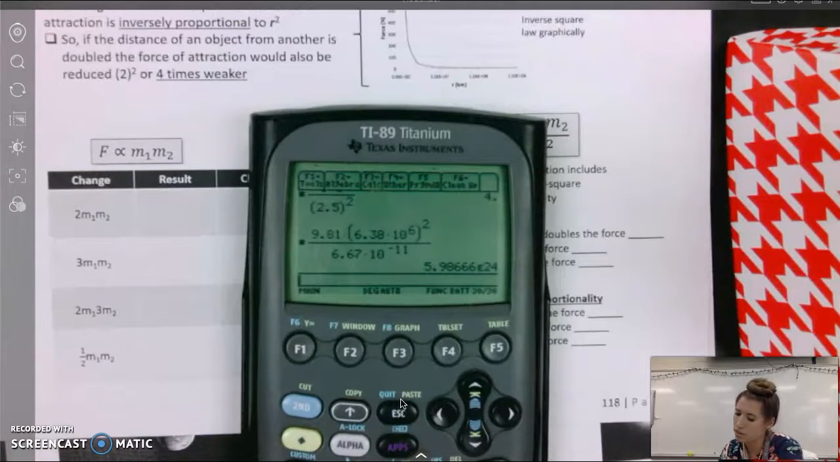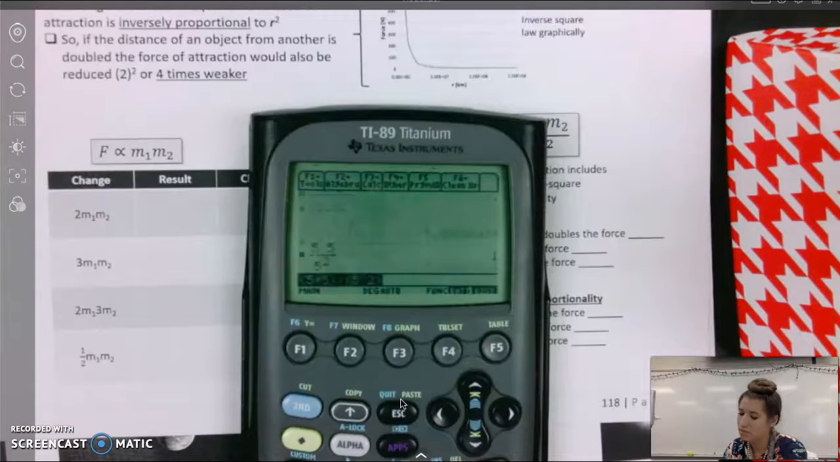Okay, so I have this equation, and I'm going to have mass 1 multiplied by mass 2 divided by 5 squared. Again, I just chose 5. You could choose any number, and they don't all have to be the same either. Okay, so that gives me a force of 1.